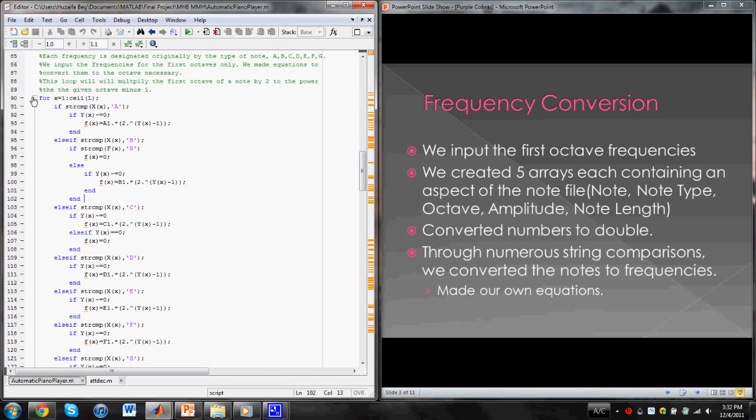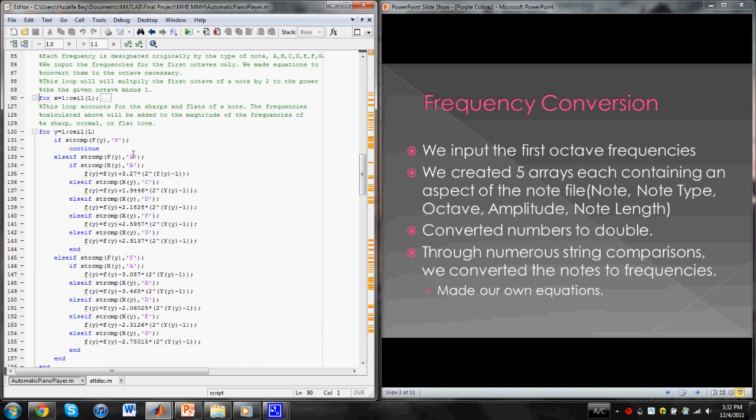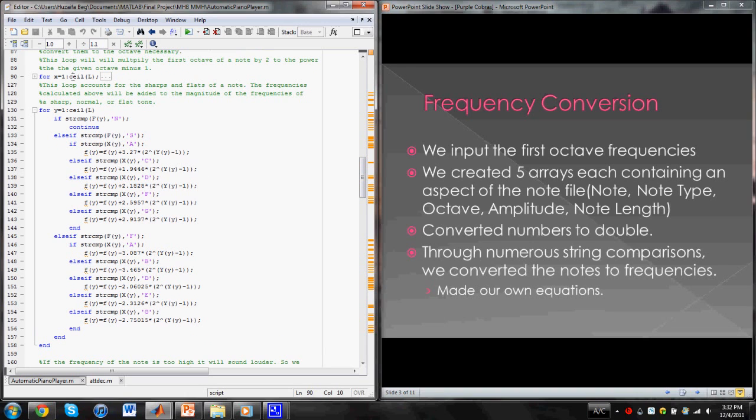So after converting all the octaves, we had to work with sharps, flats, and normals. So here's a loop for sharps, flats, and normals. This basically took the frequencies already created for the octaves and converted them to the proper frequency using a similar equation, 2 to the power of y minus 1, except the other arbitrary numbers are dependent on what its scale is, as in if it's an A, B, C, D. If it's a sharp, we use these equations per note. If it's a flat, we use these equations per note. Anyway, continue on.